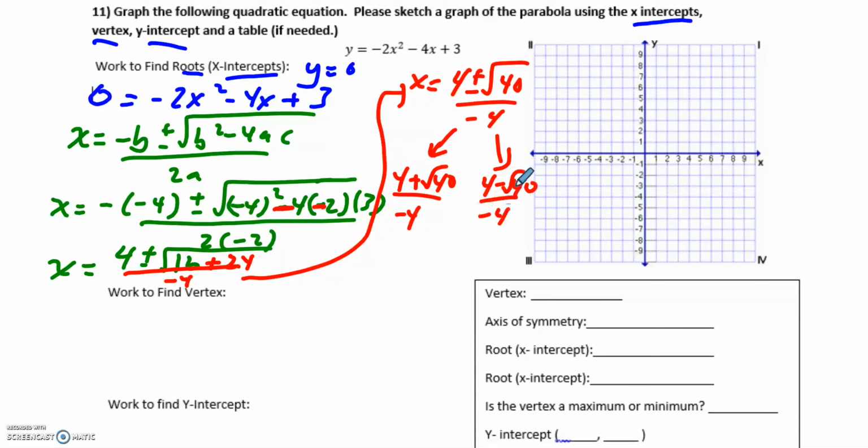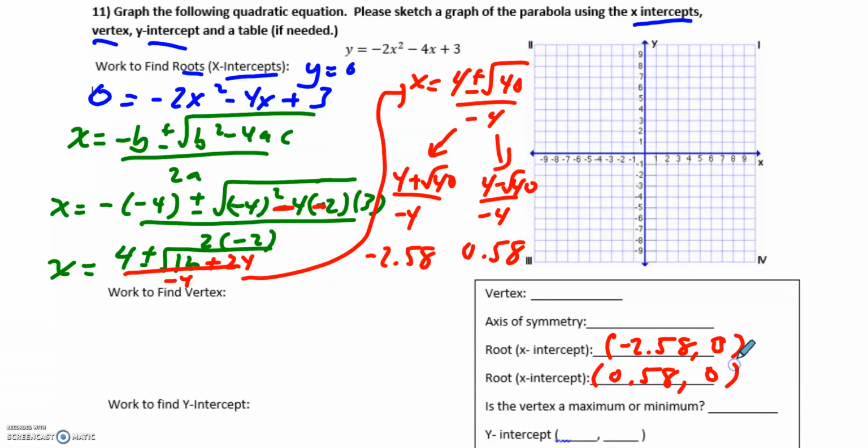Now, if you take 4 plus the square root of 40, press enter, and then divide by negative 4, you would get negative 2.58 here. If you do 4 minus the square root of 40, press enter, then divide by negative 4, your answer would be 0.58. So as of now, my two roots are in the format negative 2.58, comma 0, and 0.58, comma 0.